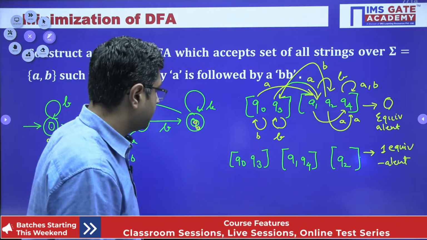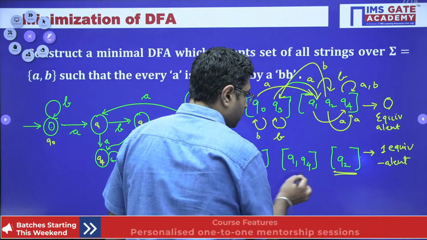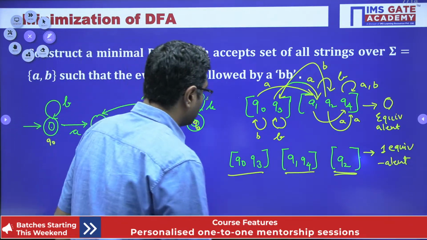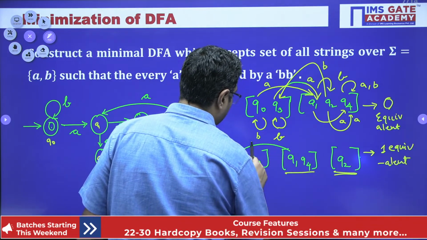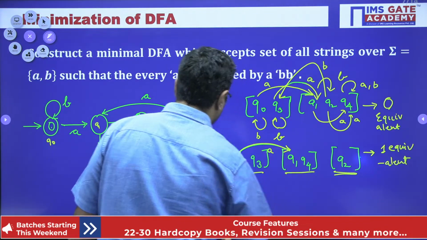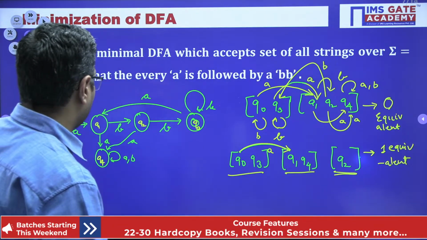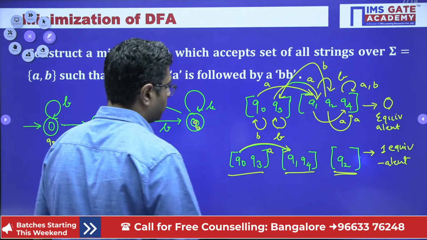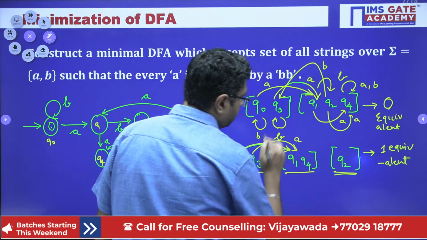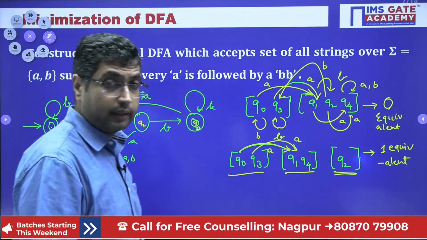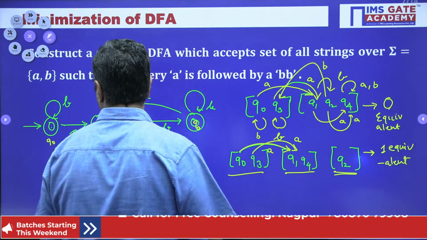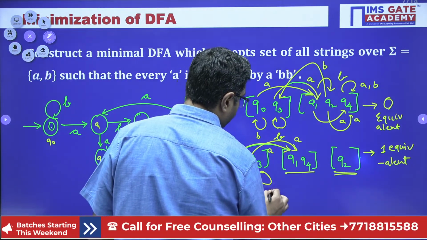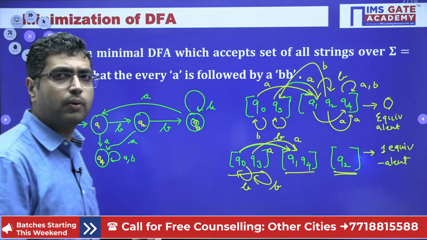Let's see what happens. Here we don't need to check this because it's already separate. We need to check this and this. Q0 on A goes to Q1, and Q3 on A also goes to Q1. So they have the similar set behavior, at least on A. Let's check on B. Q0 on B goes to Q0. Q3 on B also goes to Q0. So they have the similar set behavior. They will remain intact. We are not going to separate them.